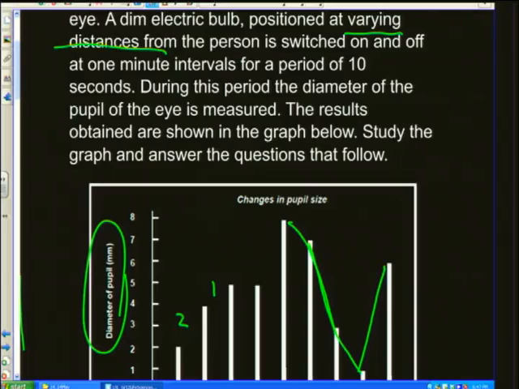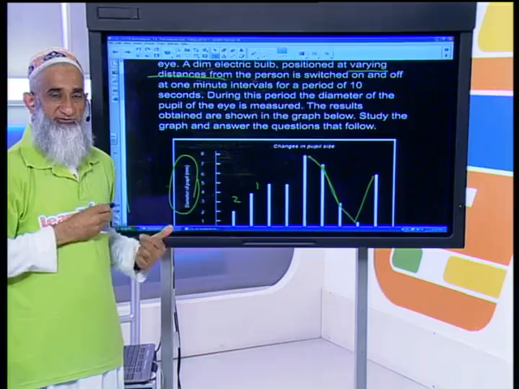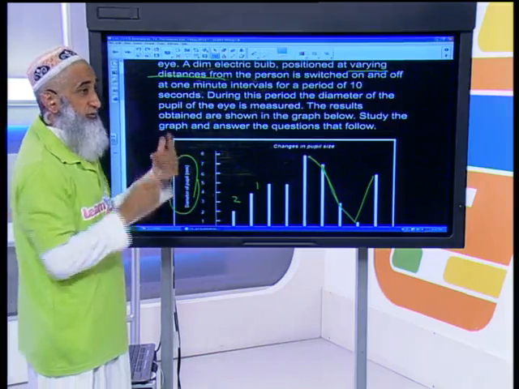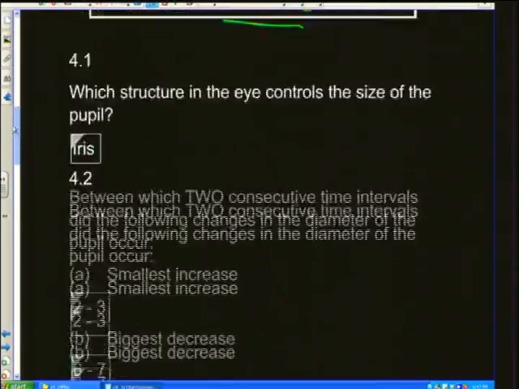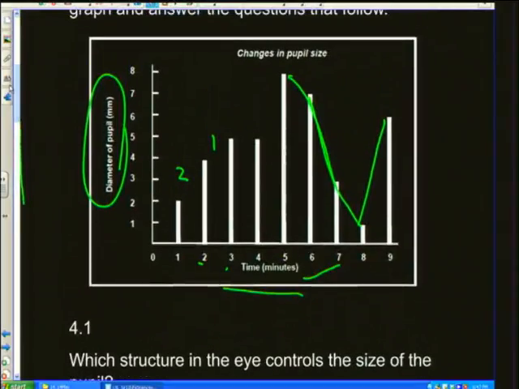Distance, right? I didn't give them a chance to read that part. They would have understood that now. But do you understand why we're not talking about intensity? We're talking about distance in this case. Okay? At which time interval was the electrical bulb the greatest distance away from the person? Explain your answer. So where do you think the electric bulb was the furthest away from the eye?